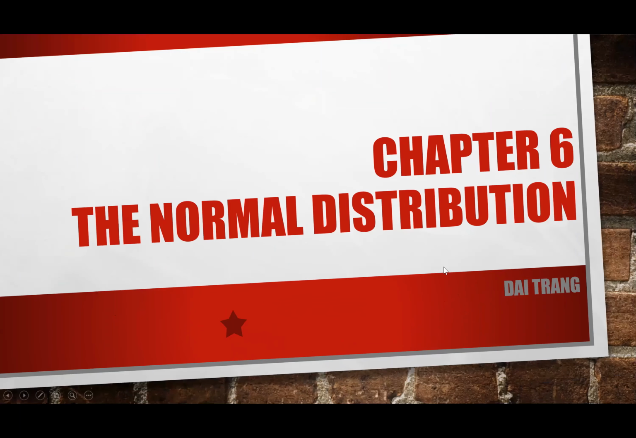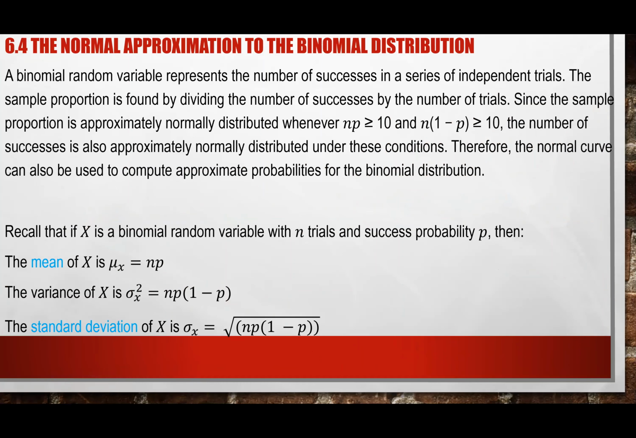So 6.4, what we will be doing is using a normal distribution to approximate the binomial distribution. Okay, so basically, if you remember, your binomial distribution is when you perform something and you have only two outcomes, right? Meaning if you flip the coin, and again the coin is either a head or a tail, right?